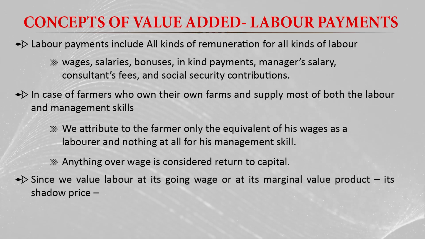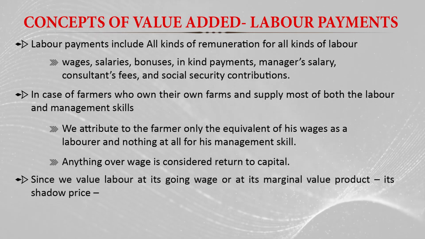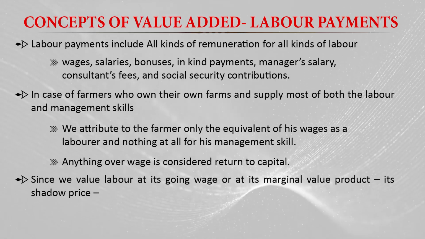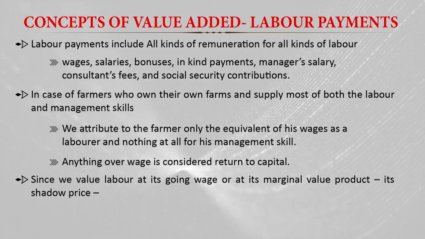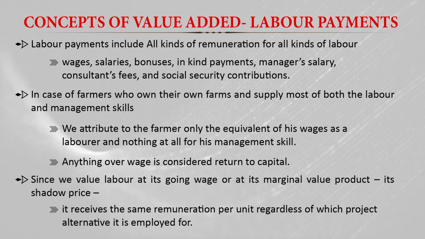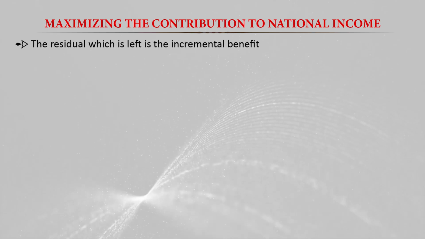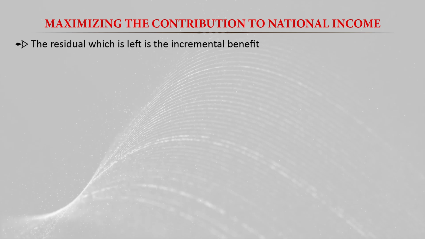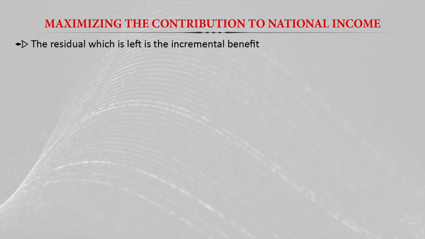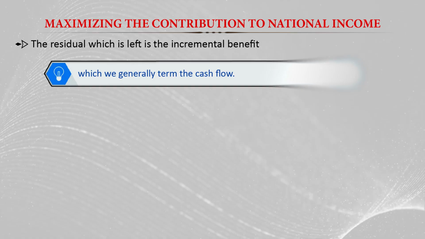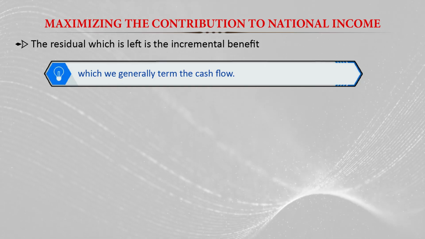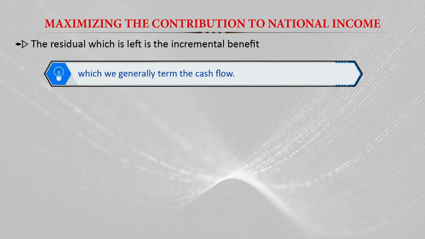And since we value labor at its going wages or its marginal value product, that is basically a set of prices, it receives the same remuneration per unit regardless of which project alternative it is employed for. Then basically we have the objective to maximize the contribution to the national income. So the residual which is left is basically the incremental benefit from the project activity. Generally we measure that, and we call it the cash flow from the project.